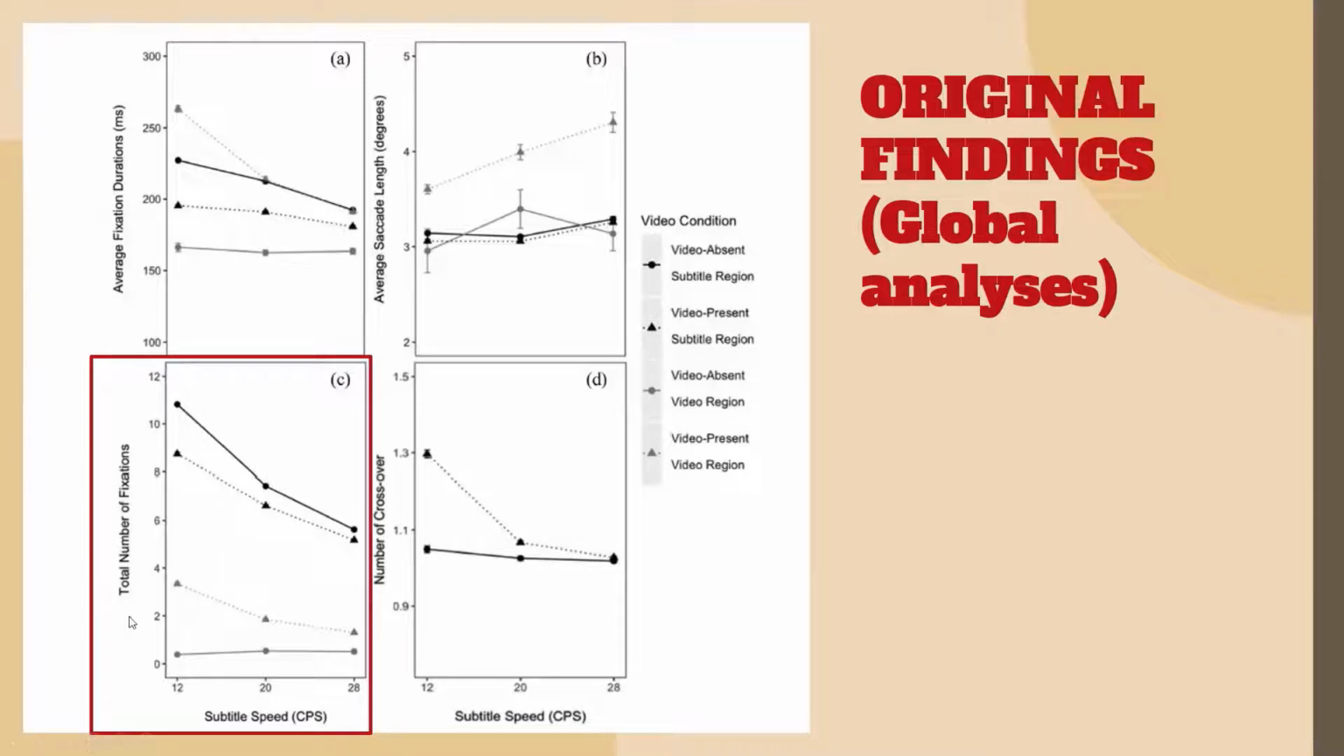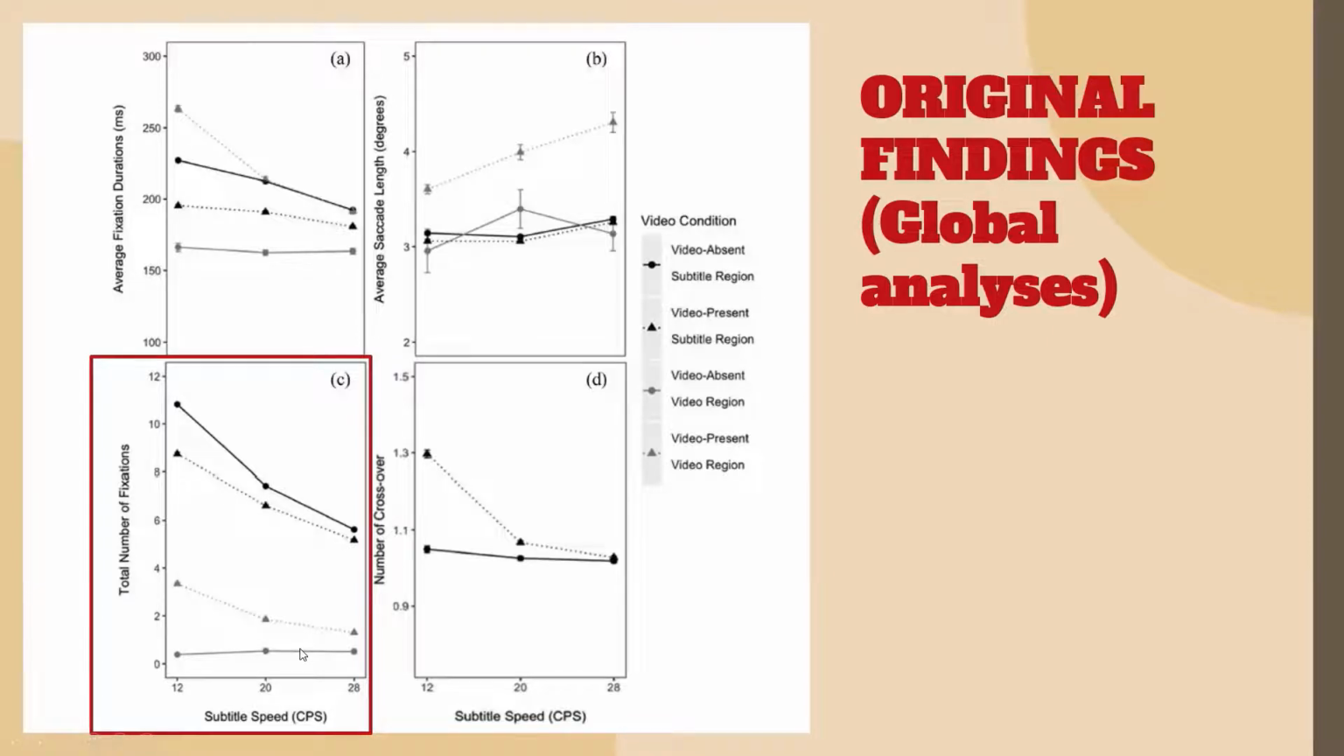Here, I decided to look at the total number of fixations. In average fixation duration, things change a little bit, but here you can see the black lines versus the gray lines. The black lines are the subtitles, right? With the solid line is when the video was not there, and with the dotted line is when the video was there. But these are fixations on the subtitles versus fixation on the video area. Very clear differences. These 2 lines are much higher on the graph than this.